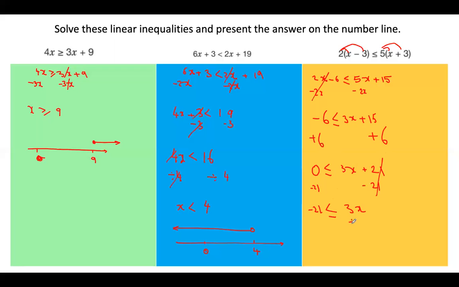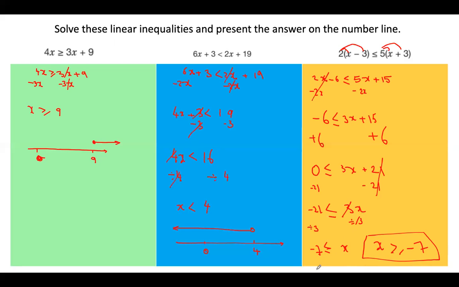Divide by 3 both sides. You see, divide by 3. So minus 21 divided by 3 is going to be minus 7. Write the sign as it is. 3x divided by 3 is x. It's going to be positive, so positive x. Now you can swap the sides in here, but remember, x bigger than or equal to minus 7. It's the same thing. We just swapped the sides. We didn't change the sign. Okay, this is the solution.